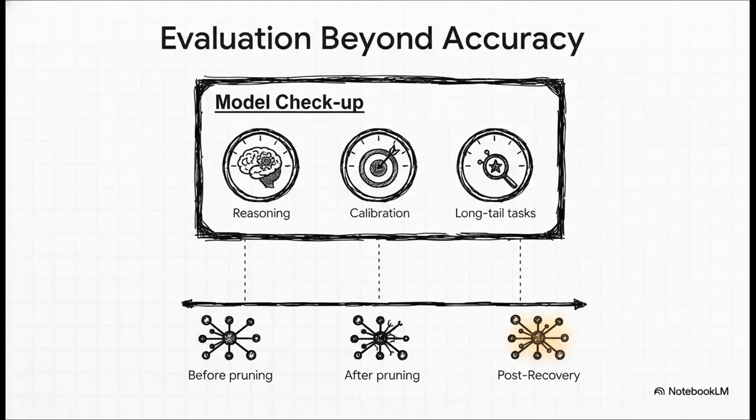But listen, a successful recovery isn't just about getting a high accuracy score on a benchmark. To really, truly understand what you've done, you need to measure more. How consistent is its reasoning? How well calibrated are its predictions? How does it perform on those rare, weird, long-tail tasks? And this is critical. You have to report these metrics at 3 key points: before you prune, right after you prune, and then after your recovery process is done.